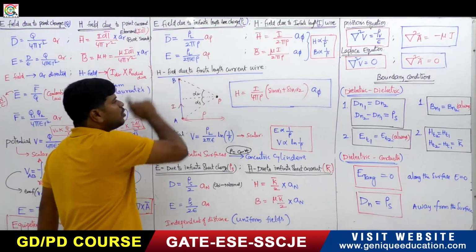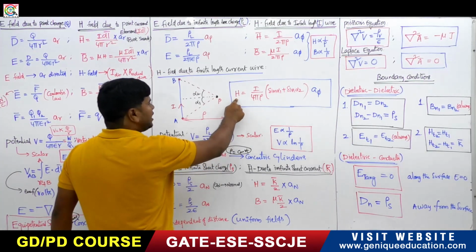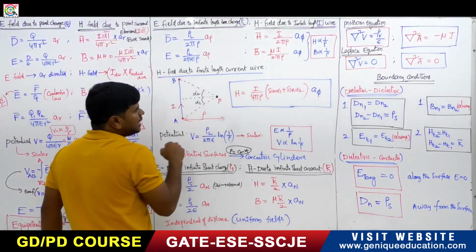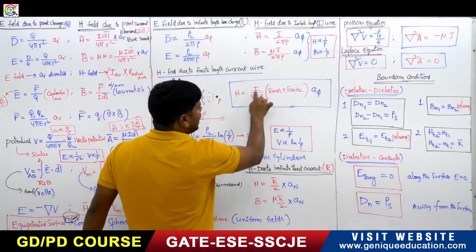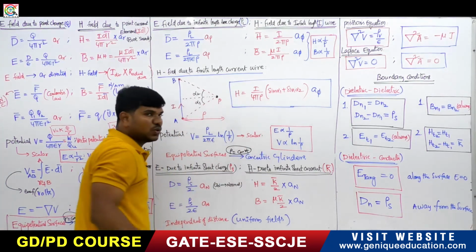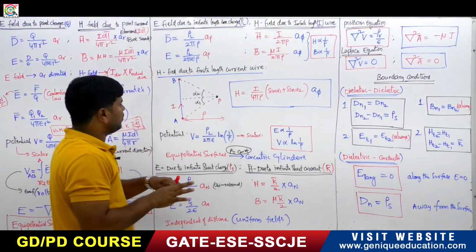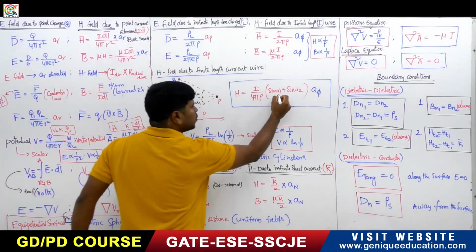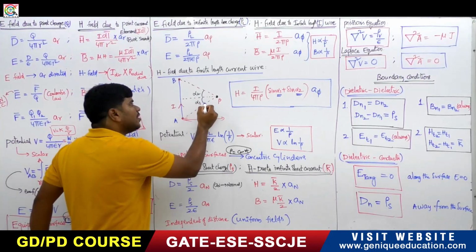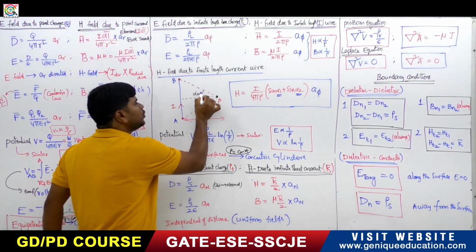See, one more important thing here is while defining H for the finite length current carrying wire, you have to take I divided by 4 pi rho times (sin alpha 1 plus sin alpha 2). Here you have to remember one thing: alpha 1 and alpha 2 must be identified carefully. Alpha 1 is this one, alpha 2 is this one.